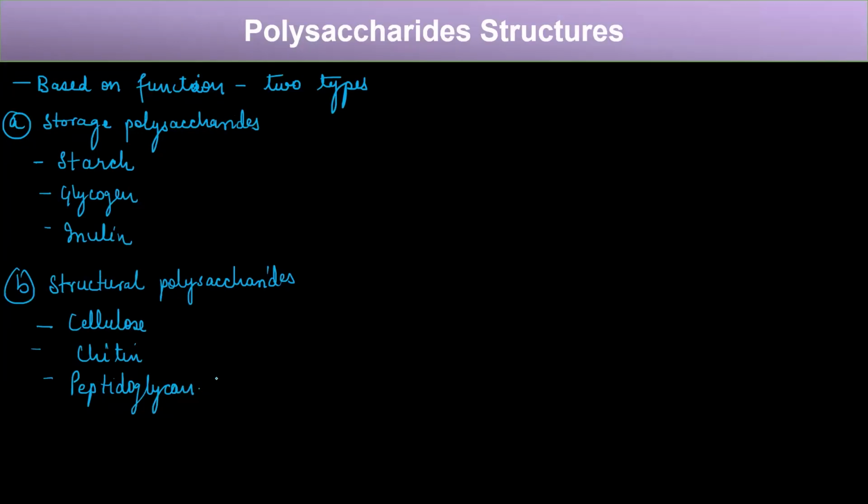Okay. Now we will see the structure and study about these polysaccharides one by one. So let's start with the storage polysaccharide, and the first one is the starch. So what is starch? Starch is a polymer of alpha D glucose. Since it consists of only one type of monomer molecule, that is alpha D glucose, starch is homopolymer. It is homopolymer in nature. And structure, if you'll see, it is branched.